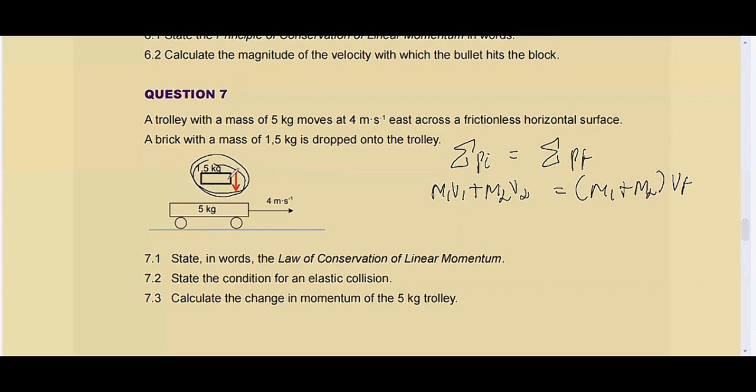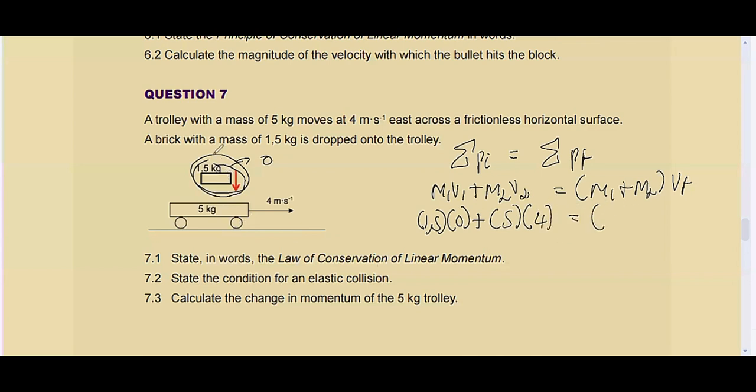So in this case, we have to assume that its velocity is just 0 because our velocity is in terms of the horizontal movement, right? So here we have mass number 1. Our mass number 1 is 1.5 kg, but our velocity is 0. Mass number 2 is 5 kg. Our velocity is 4 meters per second.